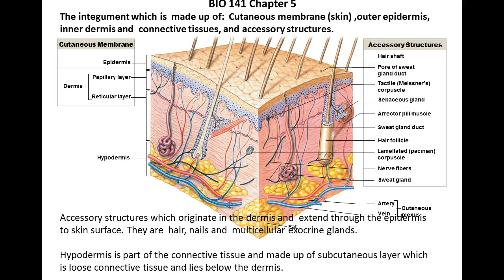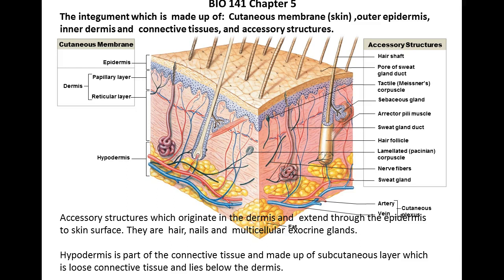It's good for lab, it's good for lecture, but lecture tends to ask some anatomy questions, but mostly physiology type questions. The hypodermis is part of connective tissue, and it is a subcutaneous layer. It is loose connective tissue that lies below the dermis. So those are the key players with regard to the integument.